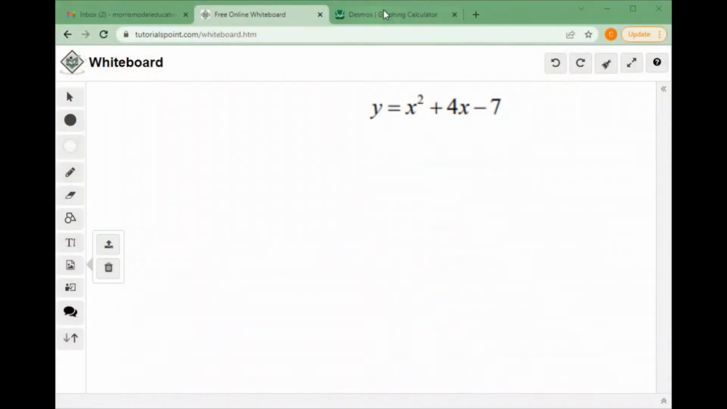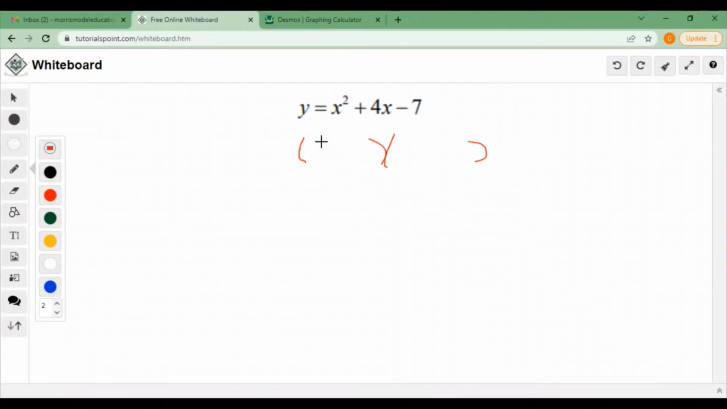Right here, we have an example of one that does not factor. If you're wondering what I mean by does not factor, let me tell you. When we try to factor, typically we're looking for two numbers. You do your parentheses like this, and you usually have that x squared, so we put the x's in each spot. Then you start asking yourself, what are two numbers that multiply to the outside number? That would be -7 in this case.